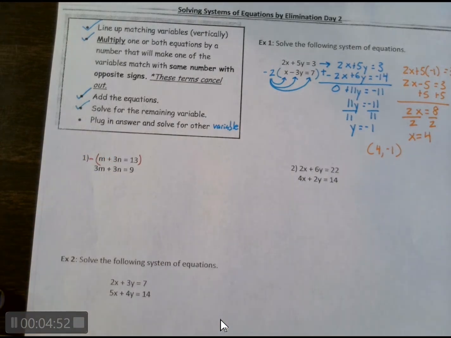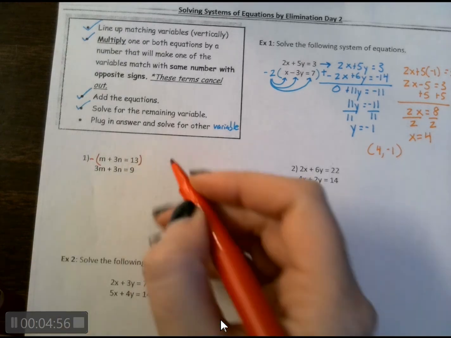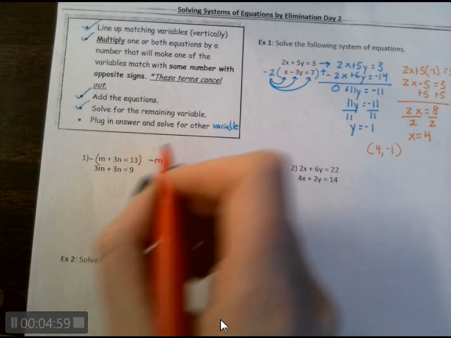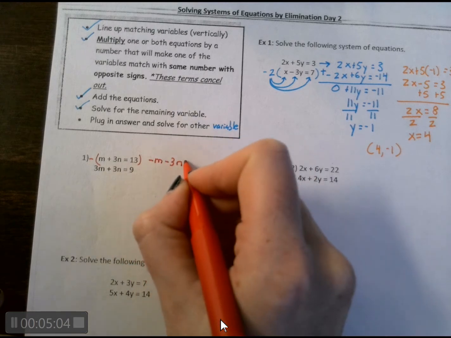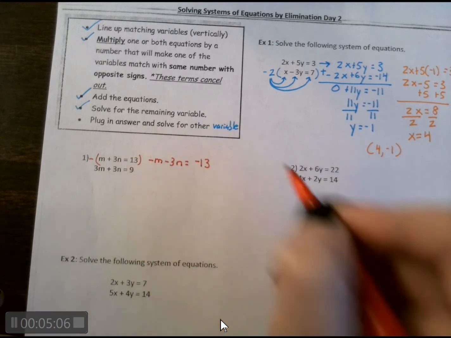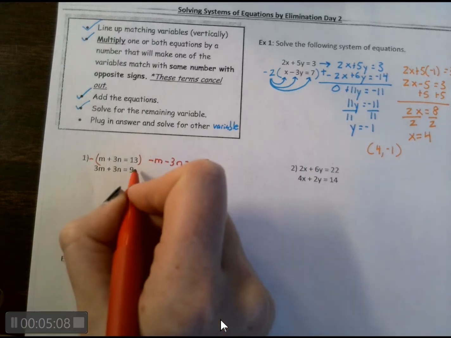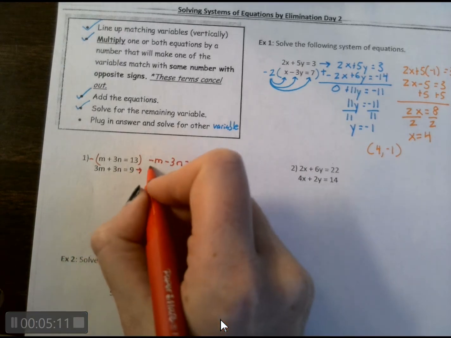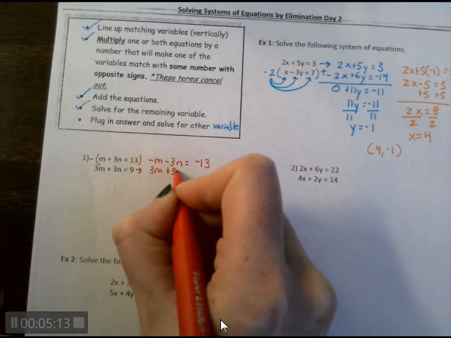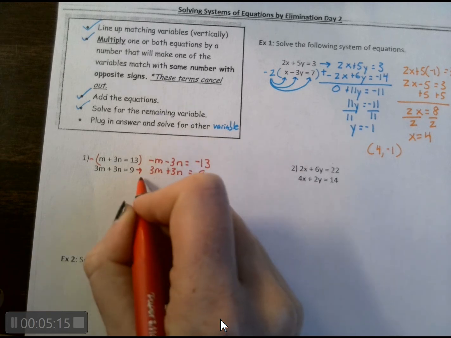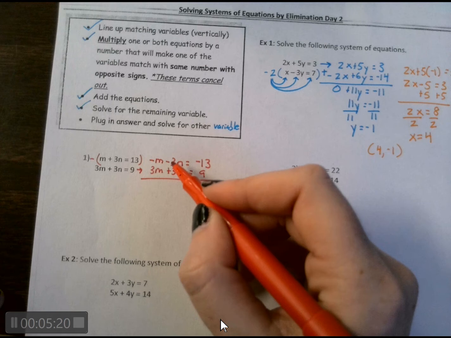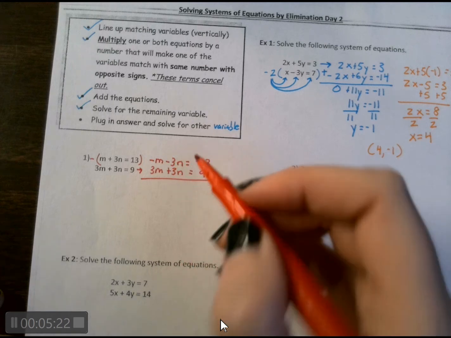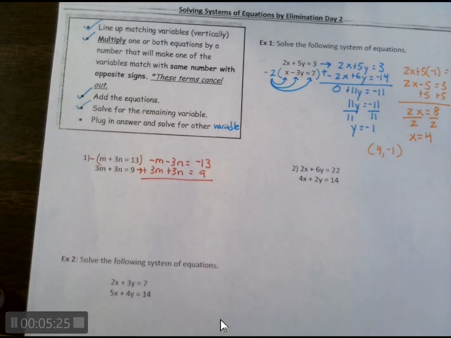Okay, so all we're going to do is change the signs of everything we have. So this positive m becomes a negative m. The positive 3n becomes a negative 3n. And the positive 13 becomes a negative 13. And then we just write this one down exactly as we see it. And since our variable n has the same numbers but different signs, we can go ahead and add them.